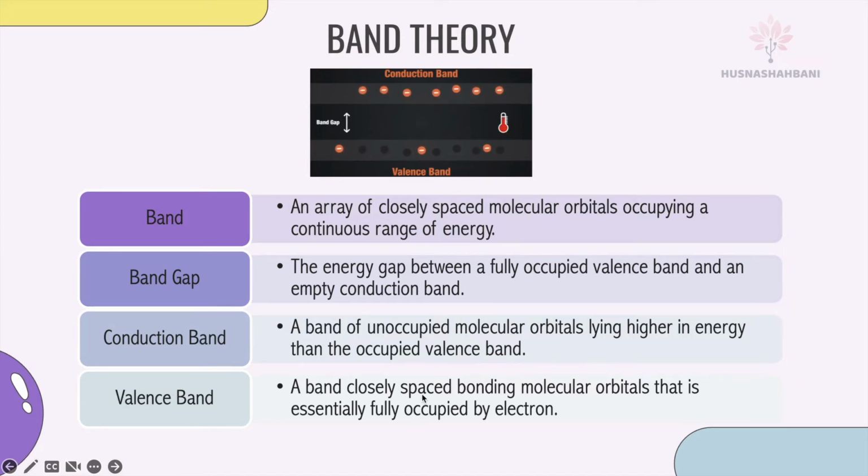Valence band: a band of closely spaced bonding molecular orbitals that is essentially fully occupied by electrons, because it has lower energy, so it is fully occupied by electrons.